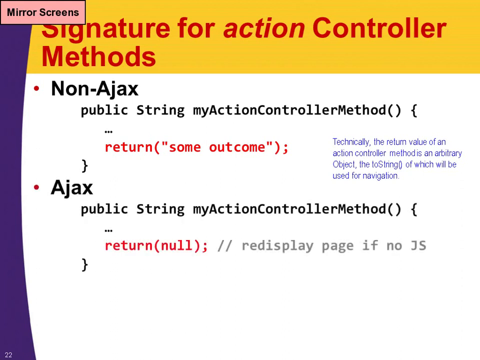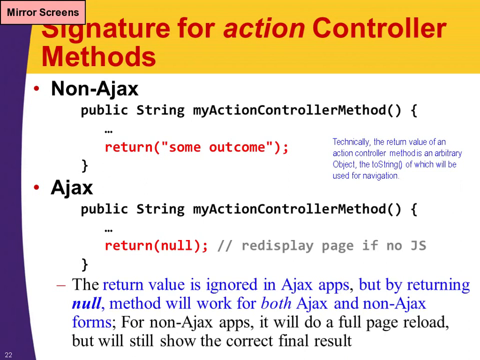However, in the Ajax form of this, instead of making that assumption, your methods should usually return null. What I'm saying is that it should specifically say return null, not just return or return something else. Because if you follow that convention, then the page, this is the other half of this, the page will behave normally even if JavaScript is disabled.